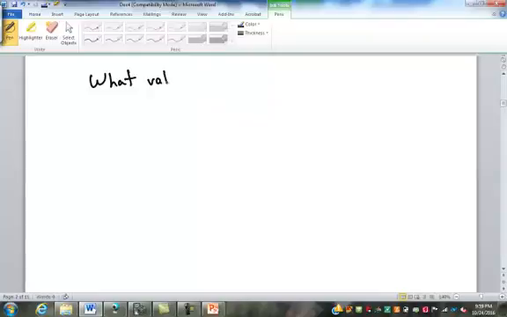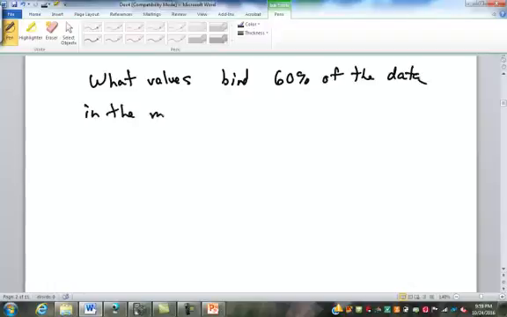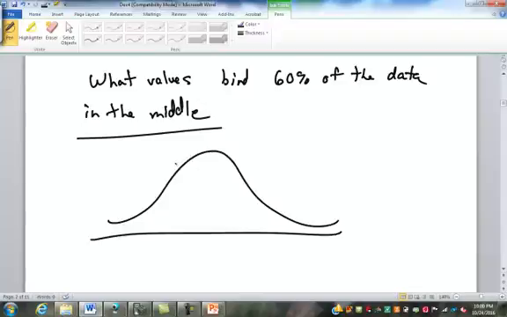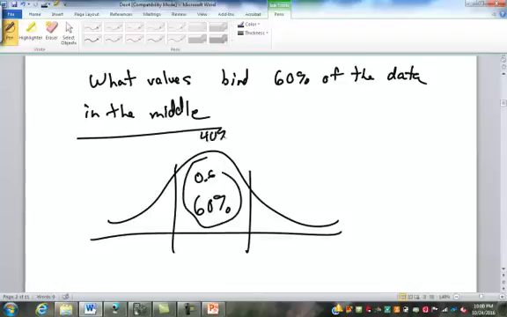Might ask what values bind 60% of the data in the middle. Or what values bind the middle 60% of the data might be another way of looking at it. Here's our bell curve. We're focusing on 60% in the middle here, which of course is a probability of 0.6. There's 60% inside our area here. That means there's 40% outside. And since this is symmetrical, that splits at 20% less than and 20% greater than.